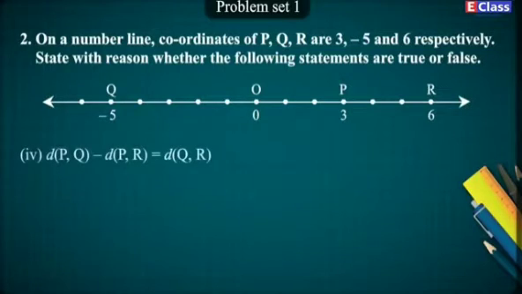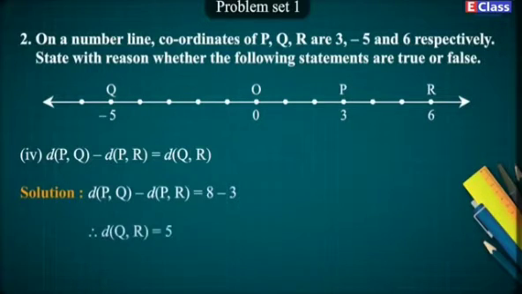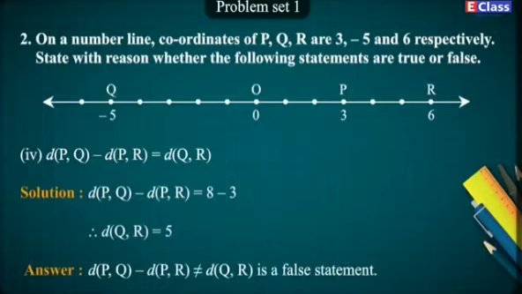4. Distance of PQ minus distance of PR is equal to distance of QR. Solution. Distance of PQ minus distance of PR is equal to 8 minus 3. Therefore, distance of QR is equal to 5. Answer. Distance of PQ minus distance of PR is not equal to distance of QR is a false statement.